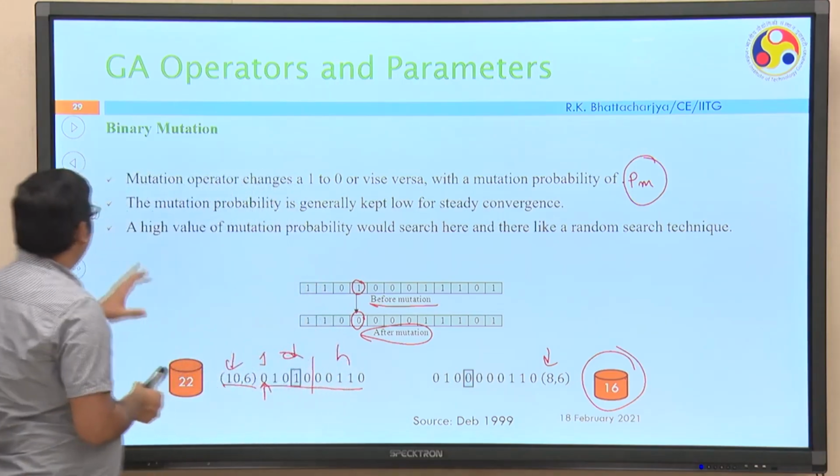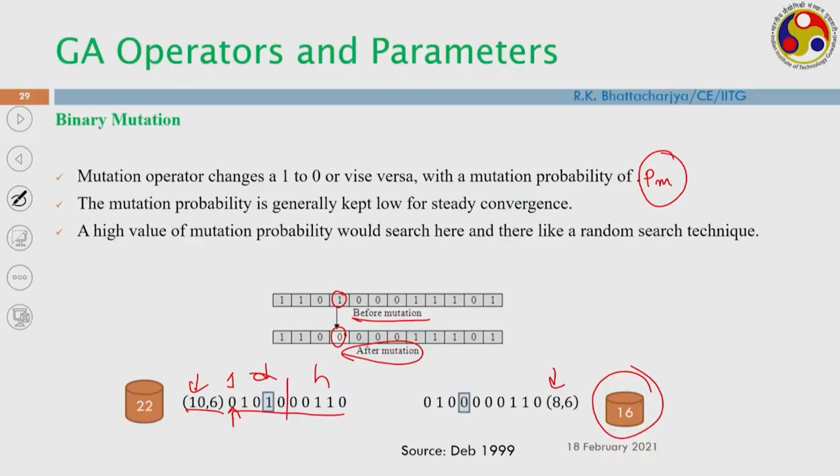Now, as I said, the mutation probability should be very low. The thumb rule is you consider that PM equal to 1 by L. So, what is L? L is the string length. In that case we have a total of 10 bits, so the mutation probability should be 1 by 10. Okay. So, 1 by 10 should be the mutation probability.